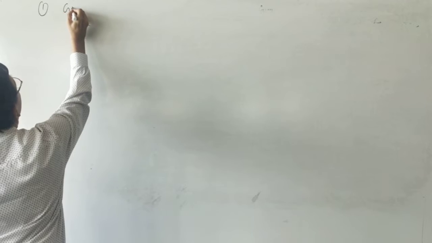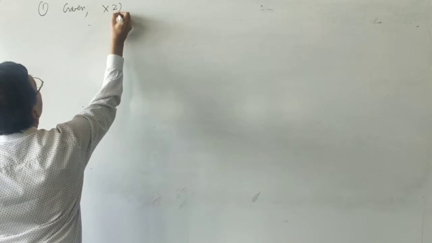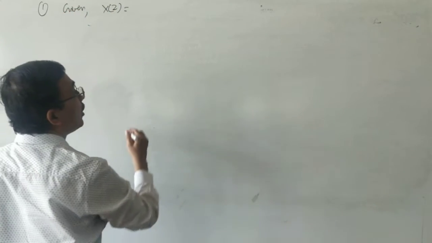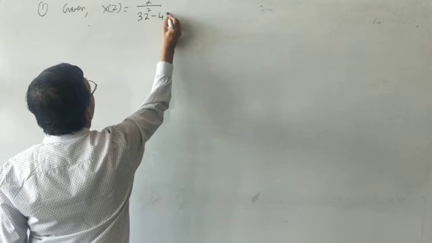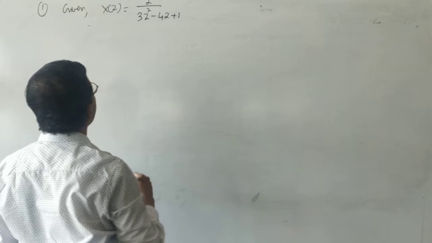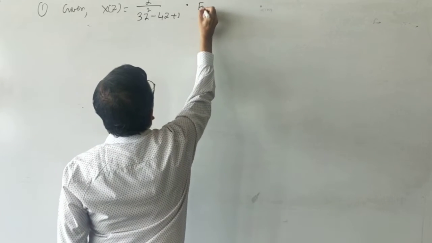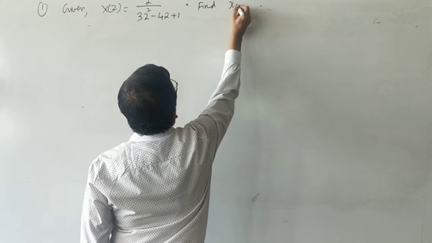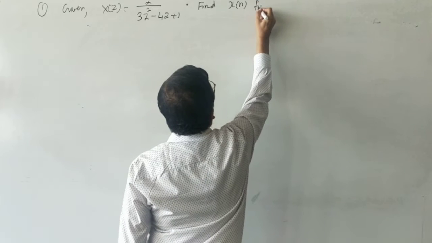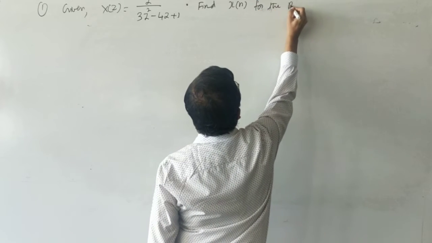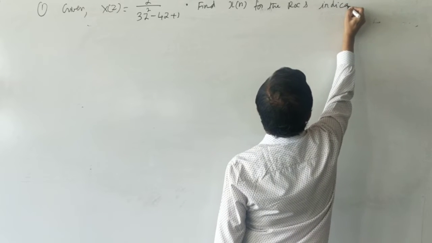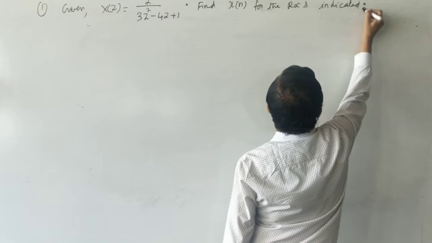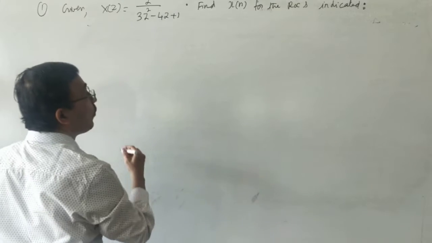Given x of z is equal to z divided by 3z square minus 4z plus 1. Find x of n for the ROCs indicated. Three ROCs are given.